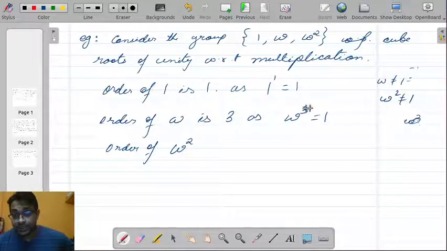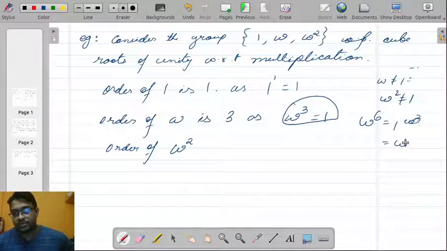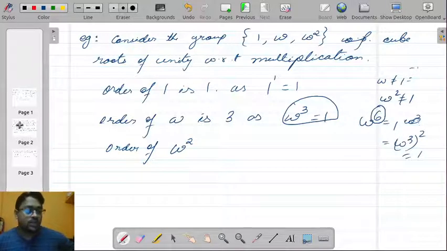So here you see omega cube is 1. Also omega to the power 6 is also 1, because omega to the power 6 can be written as omega cube whole square. So that is also 1. But 6 is not the order. Because what is the definition?